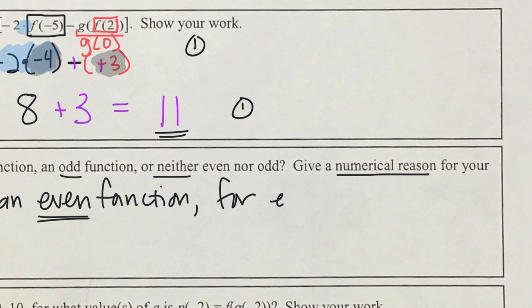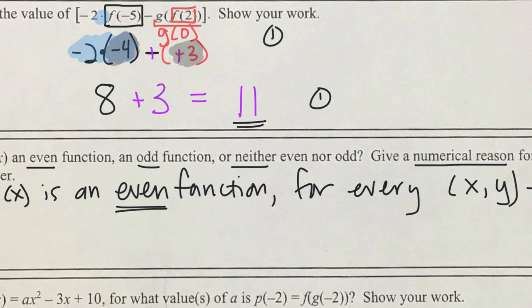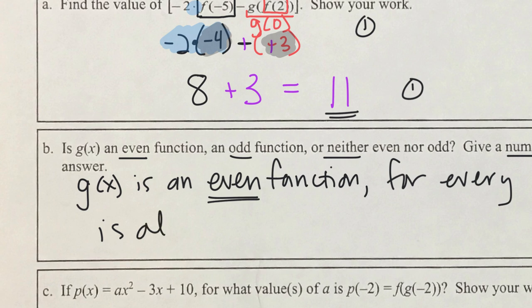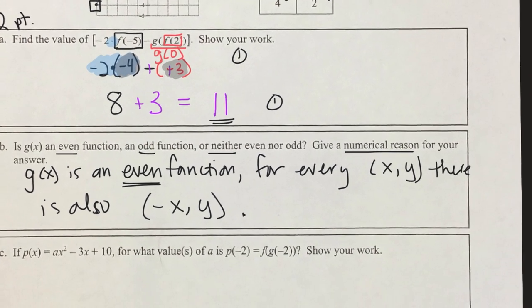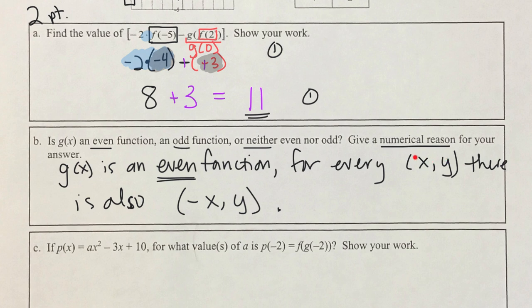So for every x comma y, for every point there is on the graph, there is also a point where the x value is negative and the y value is the same. Okay, so that's your numerical reason. For every point that we have, there is a corresponding point where the y value is the same and the x value is negative. Okay, that's your numerical definition of an even function.